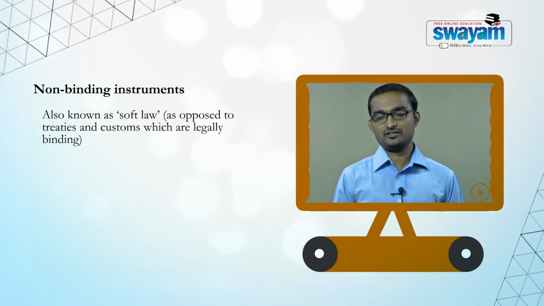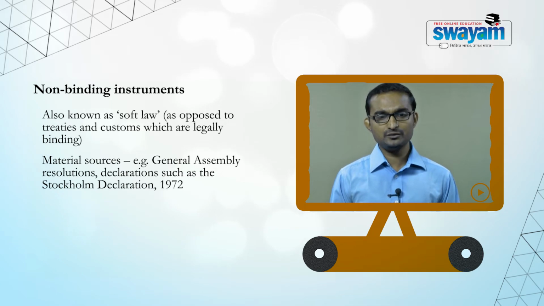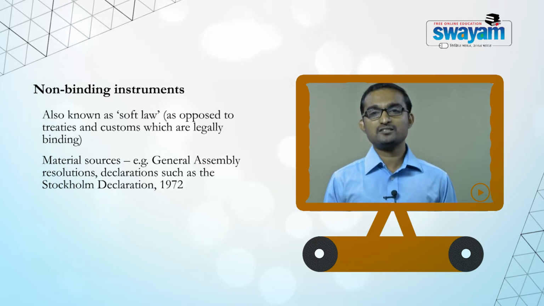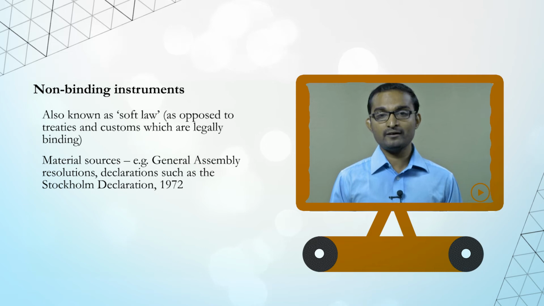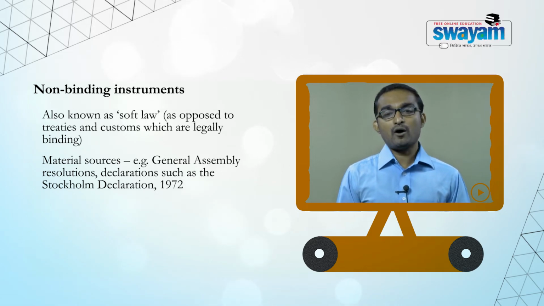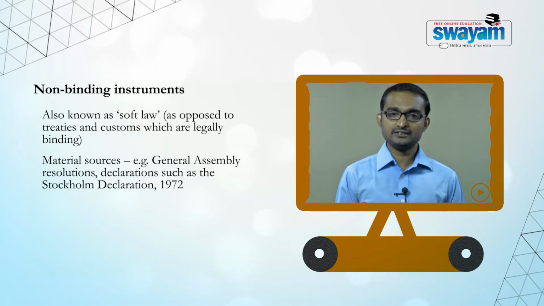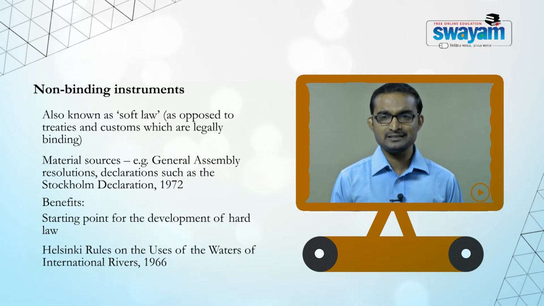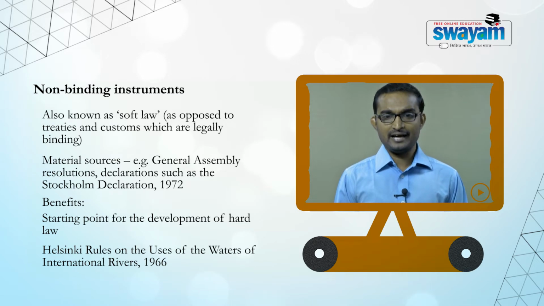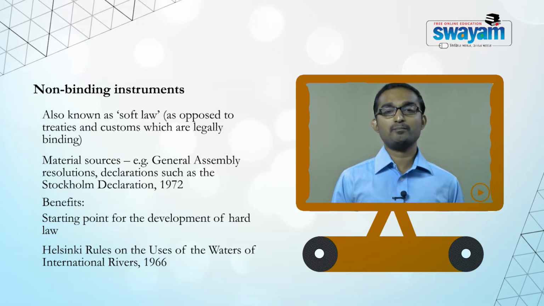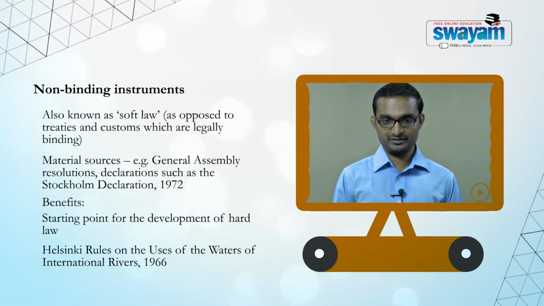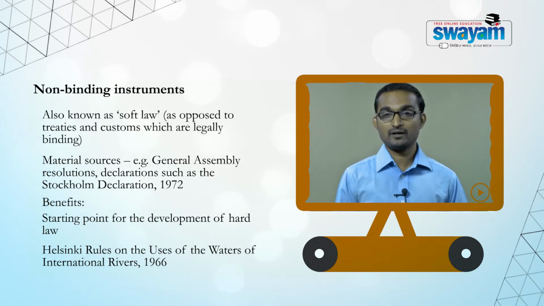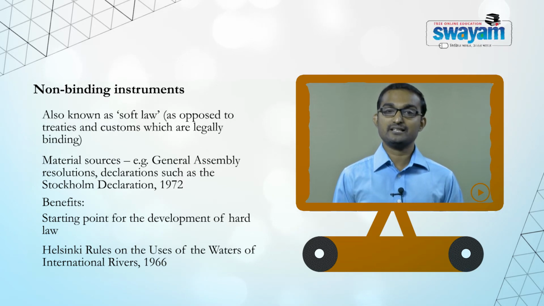So what are these non-binding instruments? This could be a General Assembly resolution, for example, a United Nations General Assembly resolution. This could be a resolution passed by a major international conference on environment, or this could be a document adopted by a non-governmental organization. For example, the Helsinki Rules on the Uses of the Waters of International Rivers 1966, adopted by the International Law Association. This document has been so influential in the development of international law on international rivers. So that means some of these non-binding instruments, even though they are non-binding, are quite influential and quite significant in terms of understanding international environmental law.